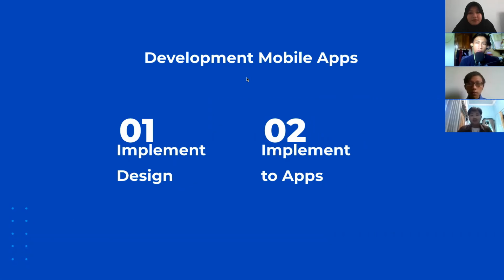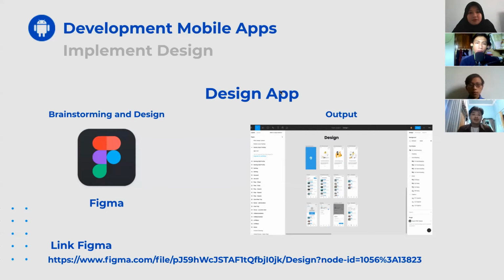Next. Okay, in the mobile application development section, here we break it down into two sections, implementation of design and implementation of apps. The first is implementation of design. We use Figma to brainstorm and design our application, and on the right side is the output of the design we have made, and we included the Figma link.